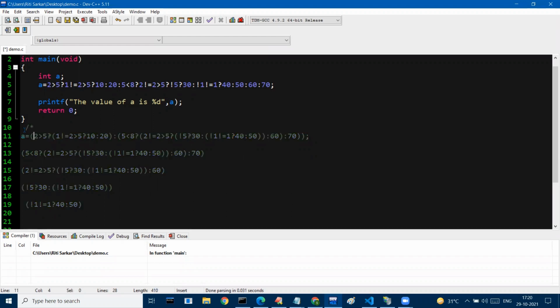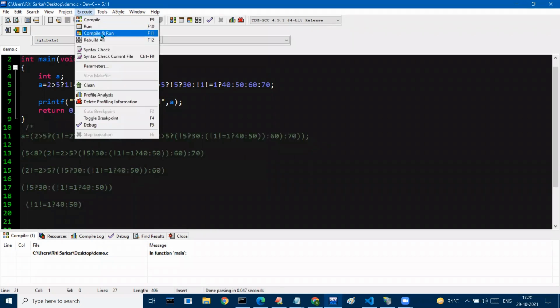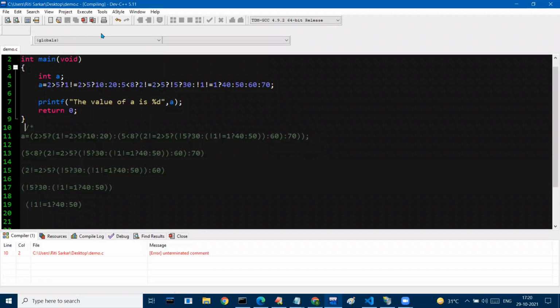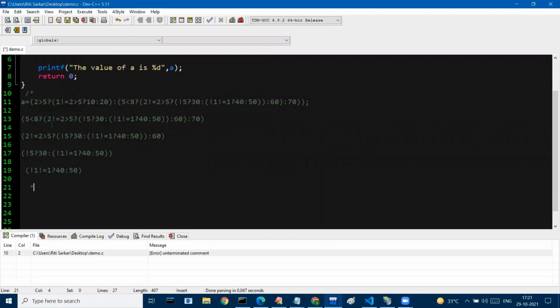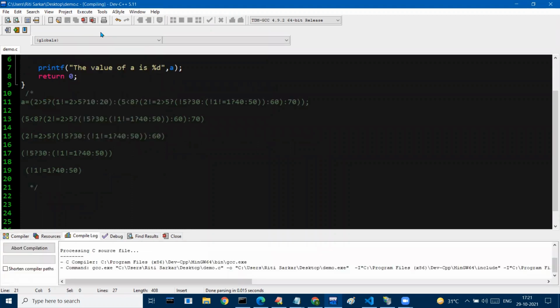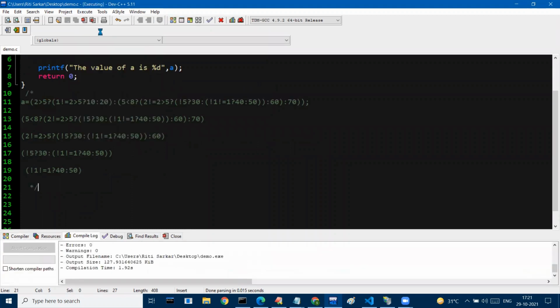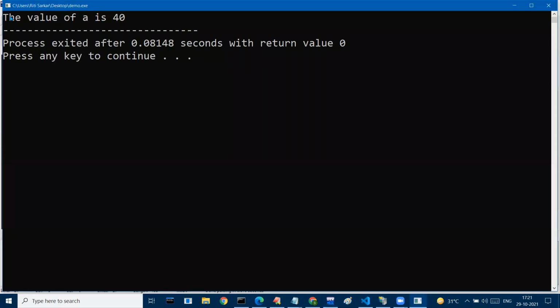Let's see. Execute, compile and run. Is there anything, or do I need to comment this entirely? Let me comment this. Execute, compile and run. The value of A is 40. As per our expectation, the value is 40.